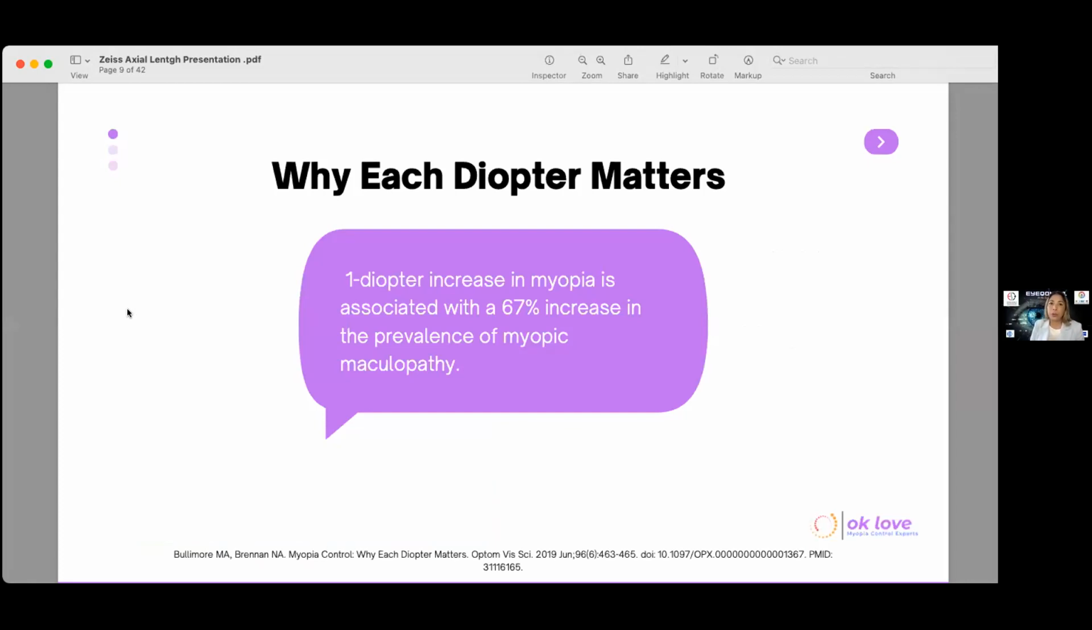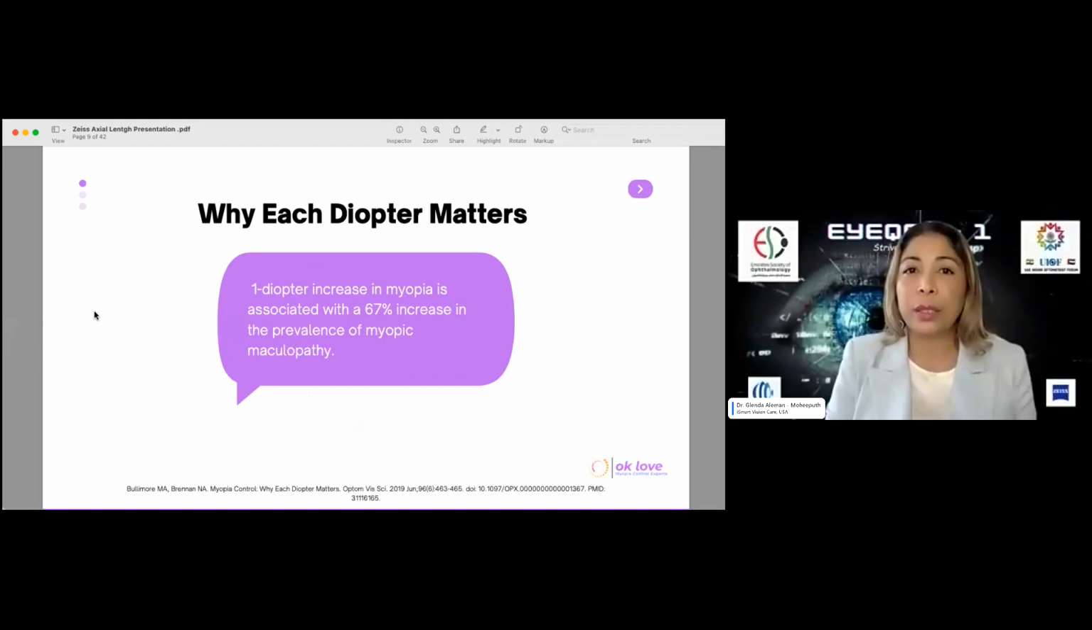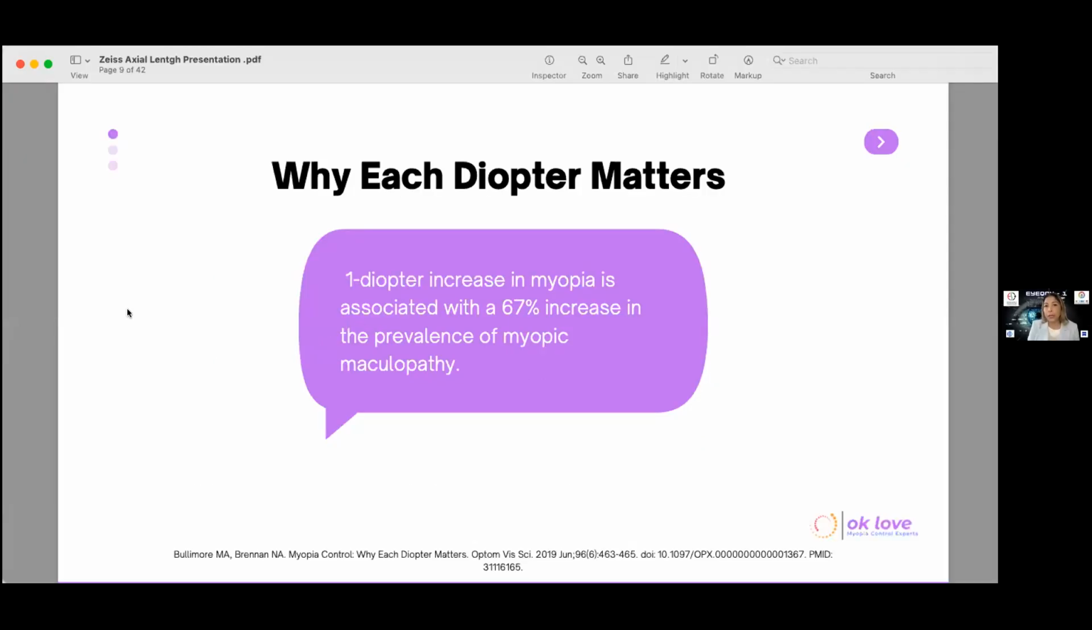I'm going to go over to this slide, which is one of my favorites whenever I do a presentation, because this reminds us that if we missed a child from becoming myopic and they come to our office, it's never too late to start myopia management, because we know that each diopter matters. As Mark Willimore and Noel Brennan said in their paper, why each diopter matters. For every 1 diopter that myopia increases, this is increasing the risk by 67% of the prevalence of myopic maculopathy. On the other hand, if we can effectively slow progression by 1 diopter, we can significantly reduce the risk of any complication related to myopia.